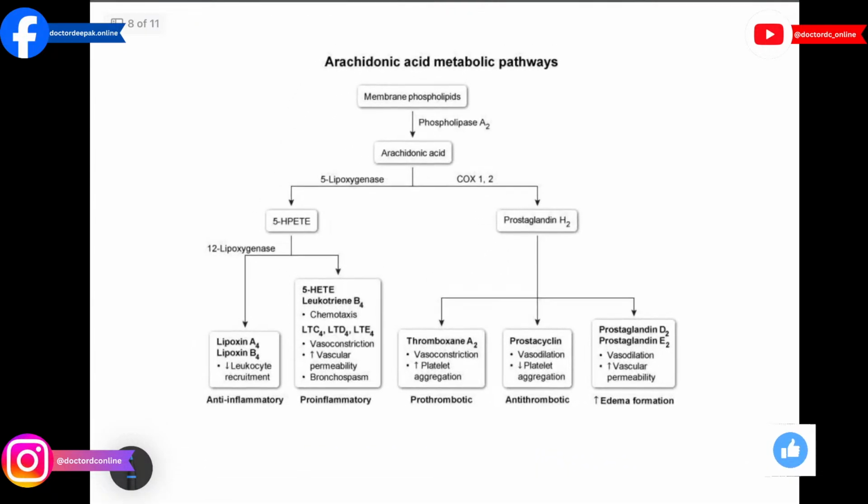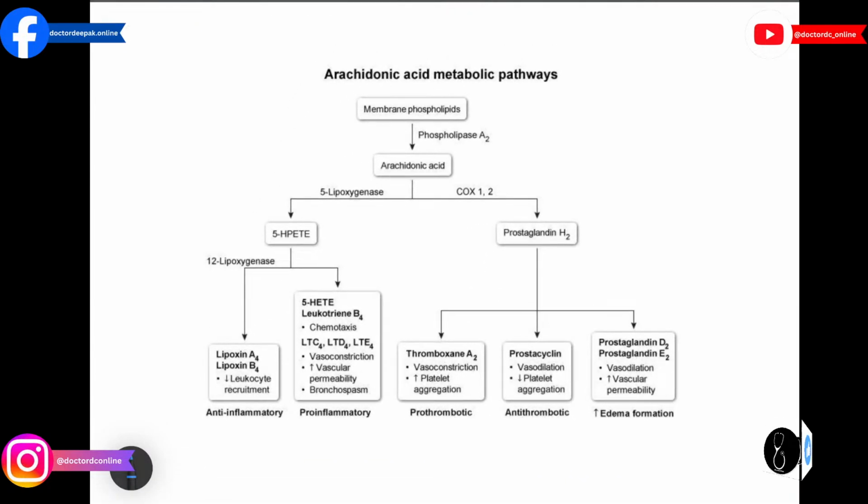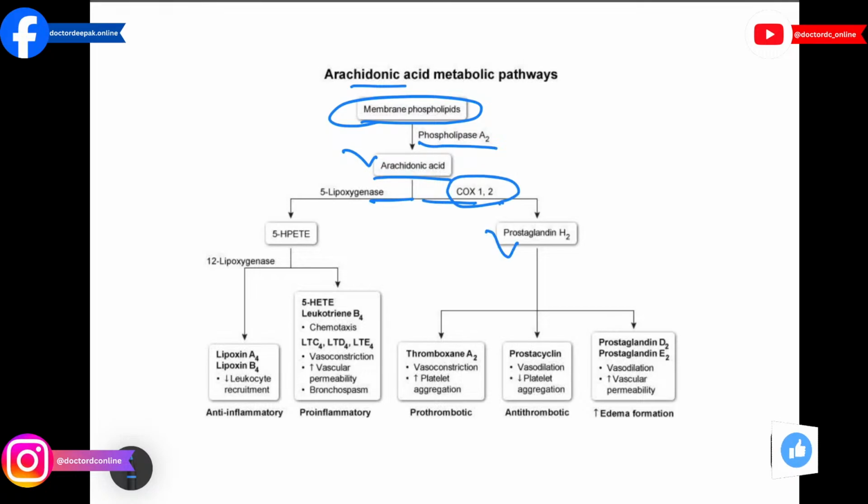And I have it in a table: leukotriene B4 is responsible for this observed effect. First, I want to explain this table to you guys, the arachidonic acid metabolic pathway. Membrane phospholipids make arachidonic acid by phospholipase A2. Further, they will convert through two pathways. The COX 1 and 2 go with the prostaglandins, and lipoxygenase makes 5-HPETE. Understand?